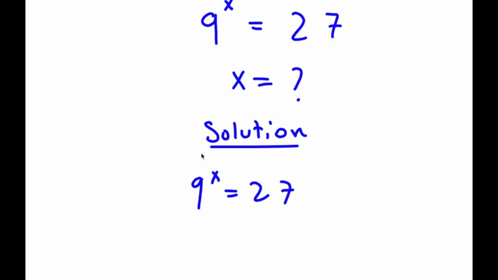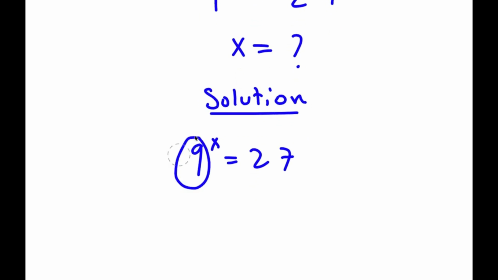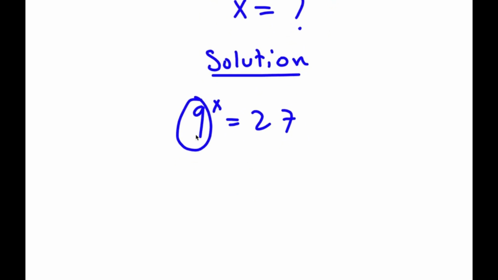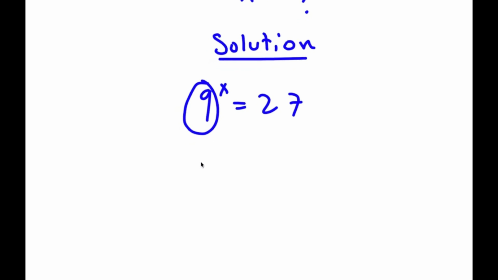And now what I'm going to do is rewrite 9 here as 3 to the power of 2. So now I have 3 to the power of 2 to the power of x. And this is equal to 27.